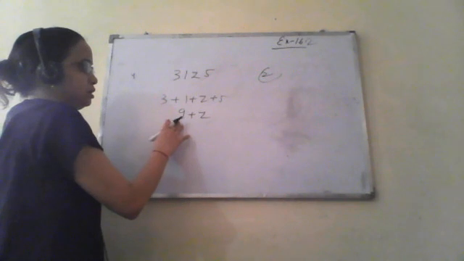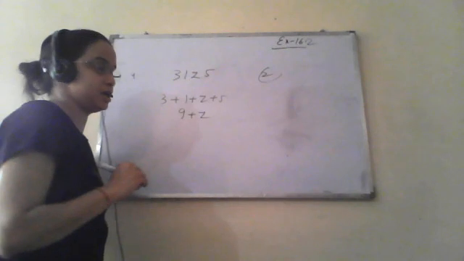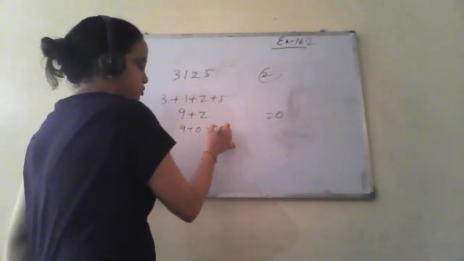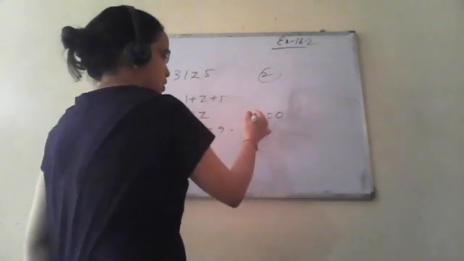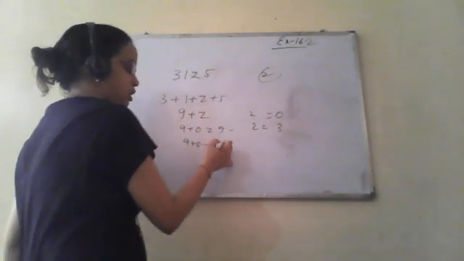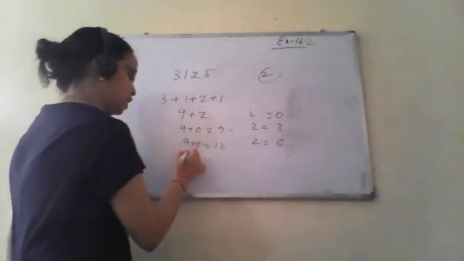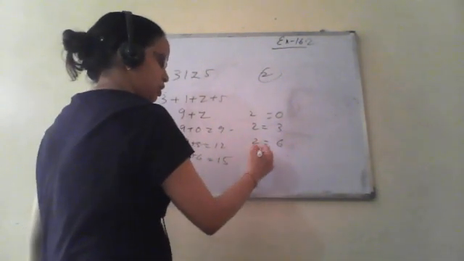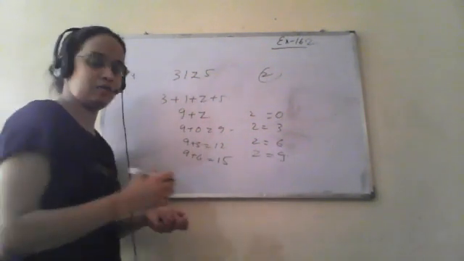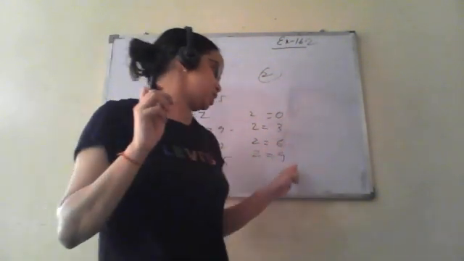So in order to make this number divisible by 3, we have to check different values of z. Like in the previous case, I have taken z equals 0. 9 plus 0 is 9, it is divisible by 3. Then I have taken z equals 3. Then it will become 9 plus 3, it will become 12. This 12 will be divisible by 3. And if I put z equals 6, then 9 plus 6 will be 15. So I can also have z equals 9. So 9 plus 9 will be 18. So z can have 4 different values. It can have 0, 3, 6, 9.